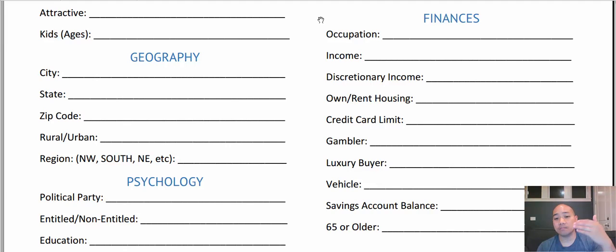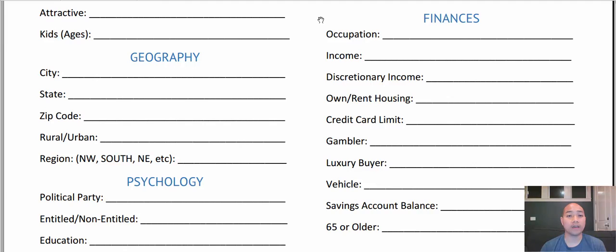Occupation, income, all these things that are kind of related to a person's finances can impact their ability to spend money with you. And understanding that and knowing that right off the top will give you the ability to lower that friction before that person even talks to you.